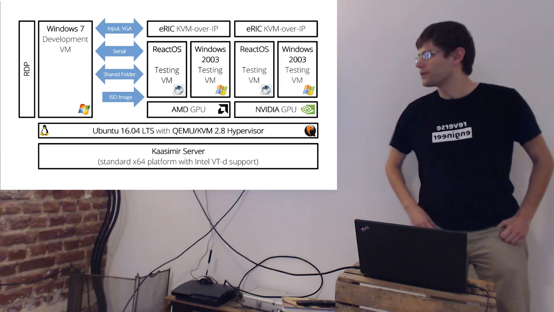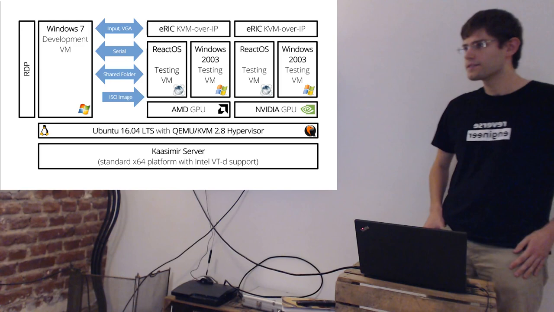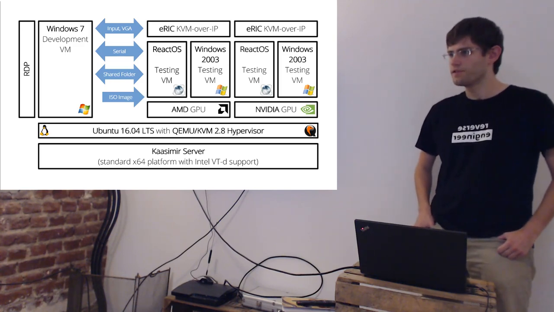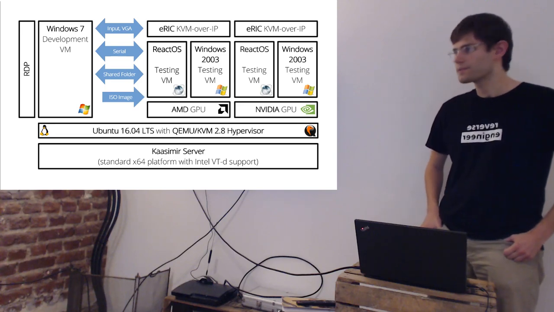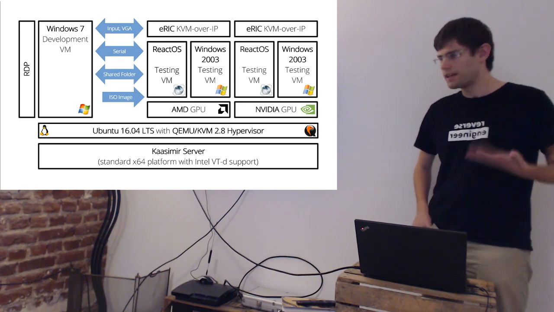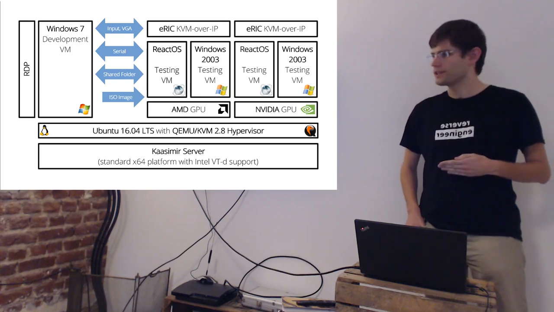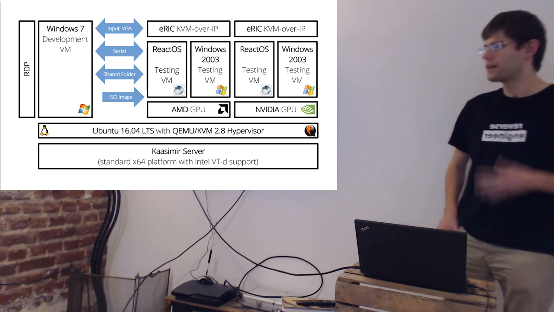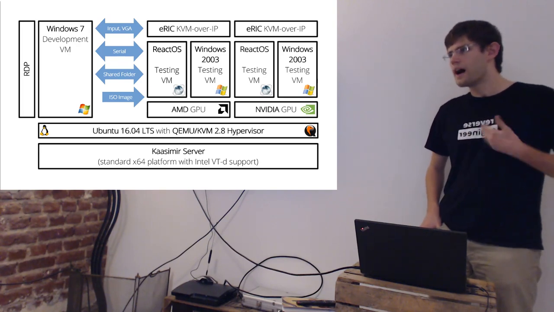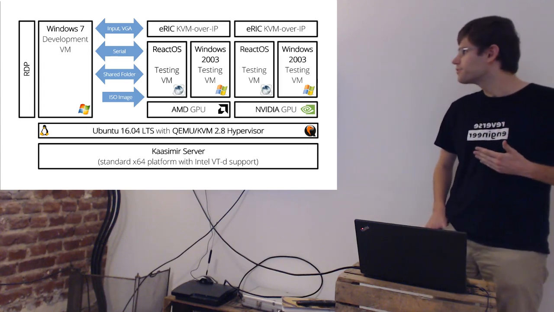I have a small sheet here. So we have the actual Kaasimir server, which is a standard x64 platform. It supports the Intel VT-d technology for PCI Express Passthrough. And on top of that, I have a Linux QEMU KVM hypervisor. There are actually two GPUs in that server, one AMD-based one, one NVIDIA-based one. Right now, I only got the NVIDIA-based one to work, but I hope this will also improve in the future.